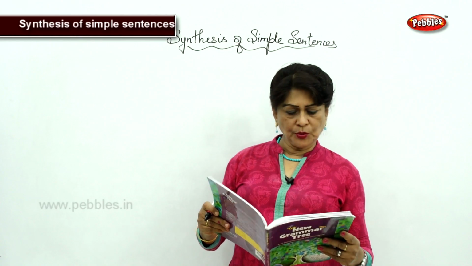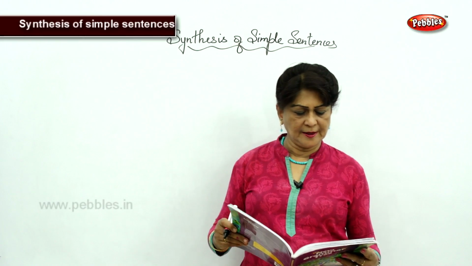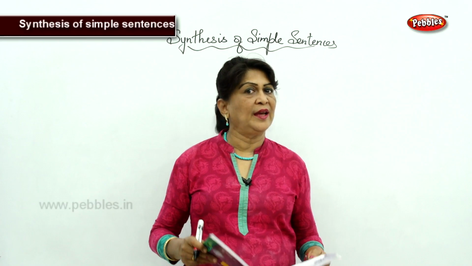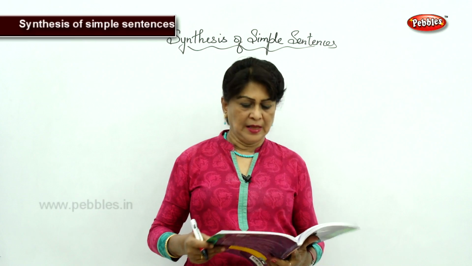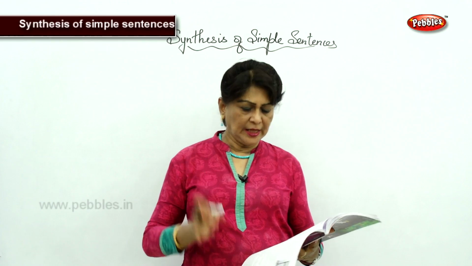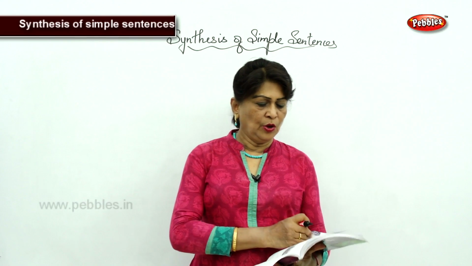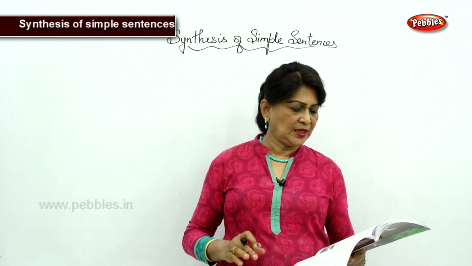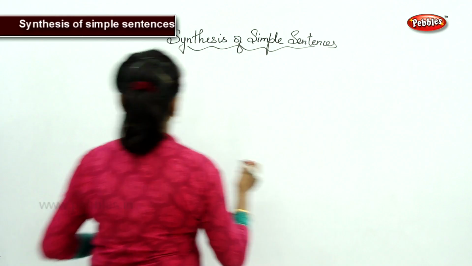When we combine two simple sentences into a single simple sentence, the new sentence should have only one finite verb. This can be done in the following ways. And what are those ways? By using a participle, by using an infinitive and by using a noun or an adjective phrase. Okay. Now we are going to see the ways in which we combine these sentences.